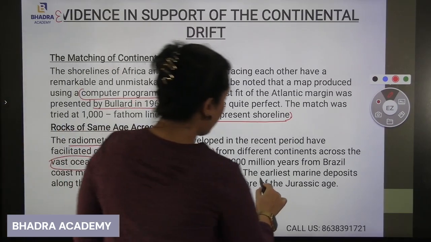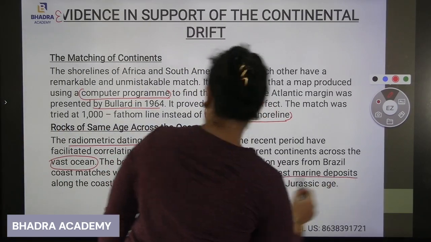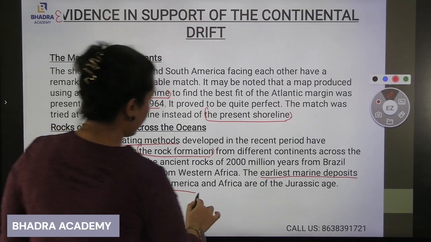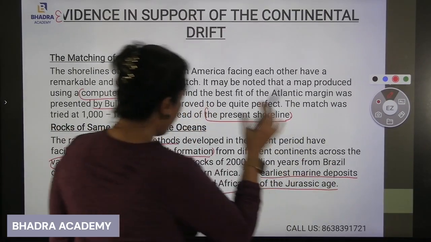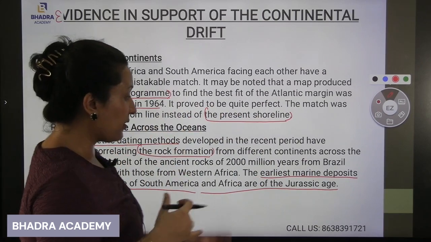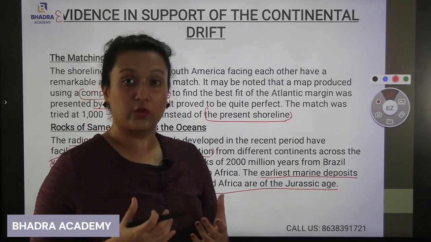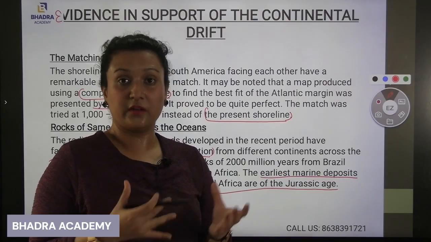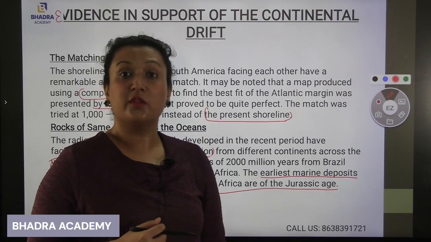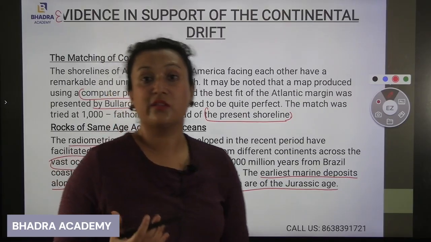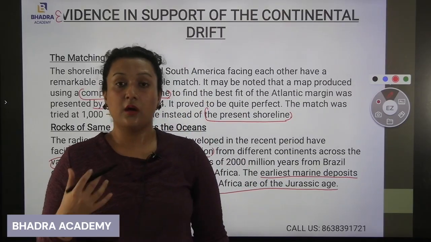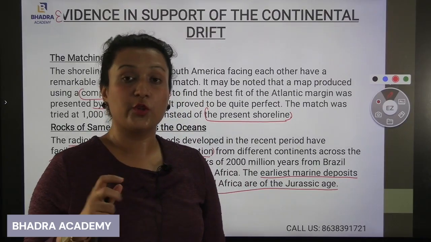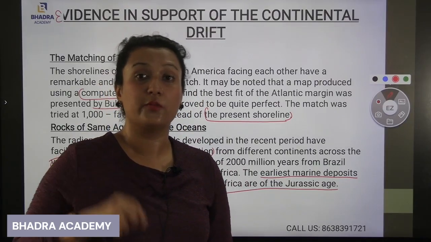So you see, here are the earliest marine deposits along the coastline of South America and Africa, which are of the Jurassic age. When continental drift was first noticed, some of the rock evidence was being discovered, and it belonged to the Jurassic age. The Jurassic age is the dinosaur age. Some of those rocks were discovered, which means they belong to the Jurassic age.